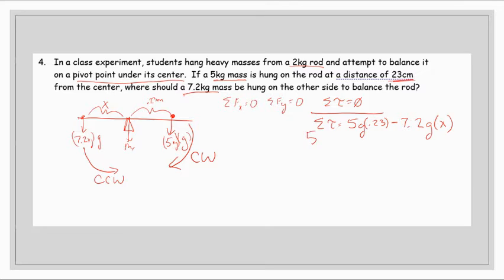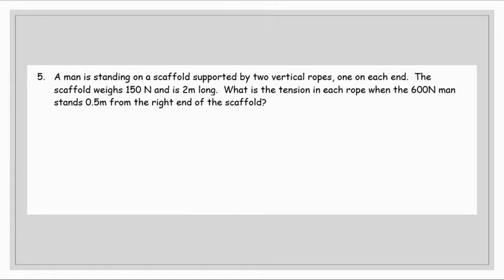So we end up having 5G times 0.23 equals 7.2 GX. Now notice my G cancels here, and I end up getting that my X value is going to be 0.16 meters, or 16 centimeters from the pivot point. Okay, so let's look at another problem, and this is like that scaffold that I showed you in that picture.